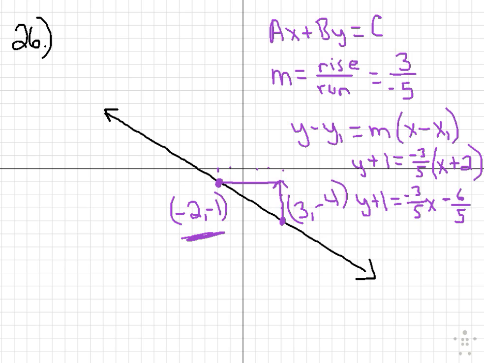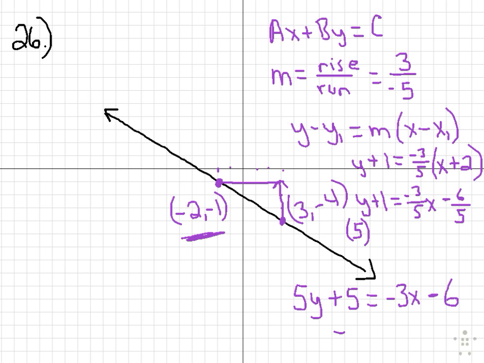Alright, at this juncture I'm going to go ahead and get rid of denominators, so I'm going to multiply everything by a common denominator, and that's going to be 5. Alright, so 5 times y is 5y. 5 times 1 is 5. Negative 3 over 5 times 5 is just negative 3, and you've got the x. And then 5 times the negative 6/5, the 5s cancel, just leaving you with minus 6. You can't have fractions in standard form anyway, so I went ahead and did that.